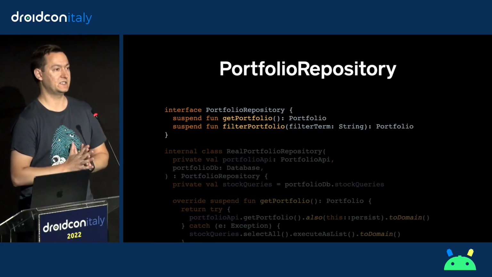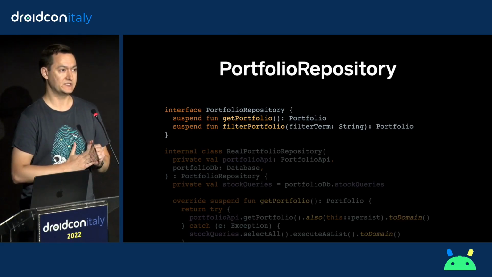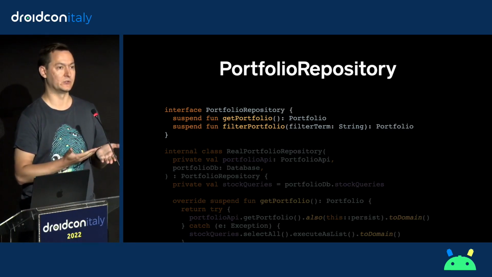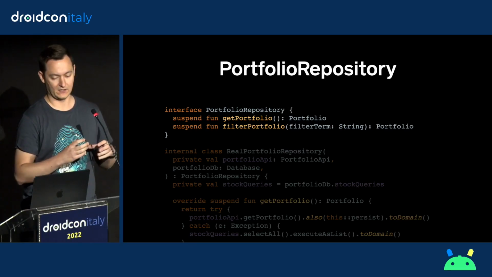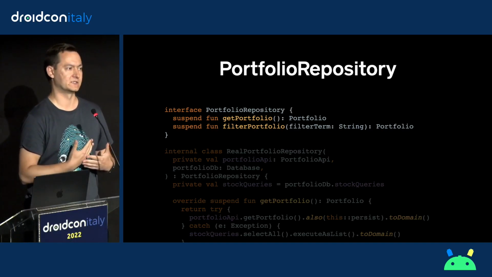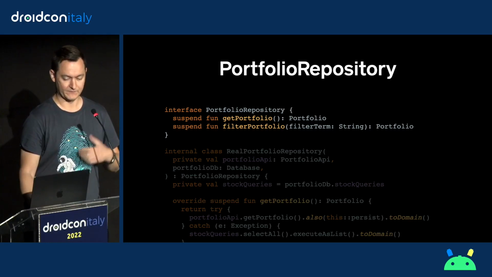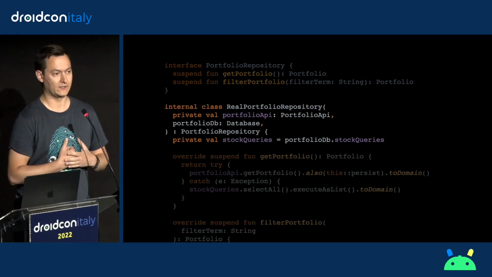So the first component we'll be testing is our portfolio repository. What it does is essentially pull our portfolio data from multiple sources and implement the business logic, so how exactly we get the data for our portfolio. This is the interface that we have, and we'll implement it.